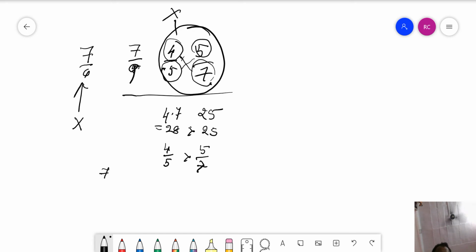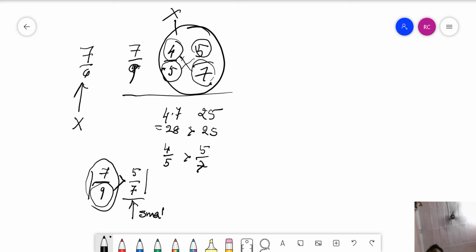So the comparison now is between 5 by 7 and 7 by 9. Now when the difference between the numerator and the denominator are the same, then the fraction with the higher denominator will have a larger value, which means we can say this is greater than this, and this is the smallest number. Did you get the last point?